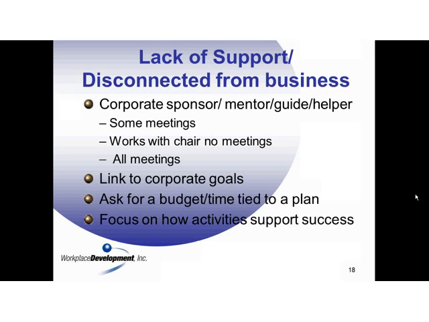But often it's not part of the structure to have a corporate sponsor or a mentor or a guide, or sometimes I call them a helper. I have one client where the person who is their corporate mentor doesn't go to all of their meetings but goes to some of them. I have other clients where the corporate sponsor, the person in a leadership position, goes to all of the meetings. Sometimes I think people put a committee in place and think, well, we don't want to get in their business, so I won't go to their meetings.